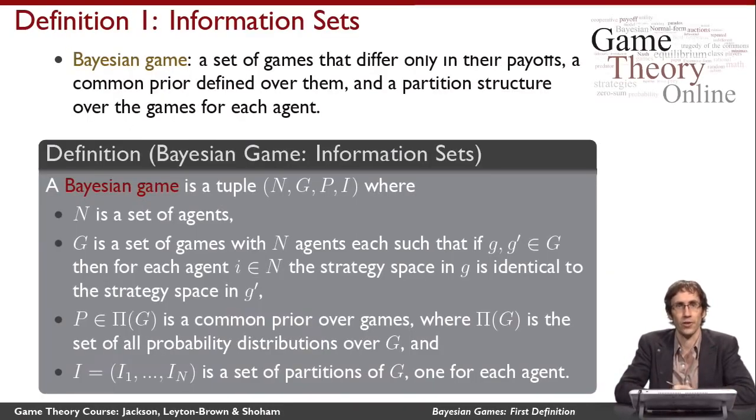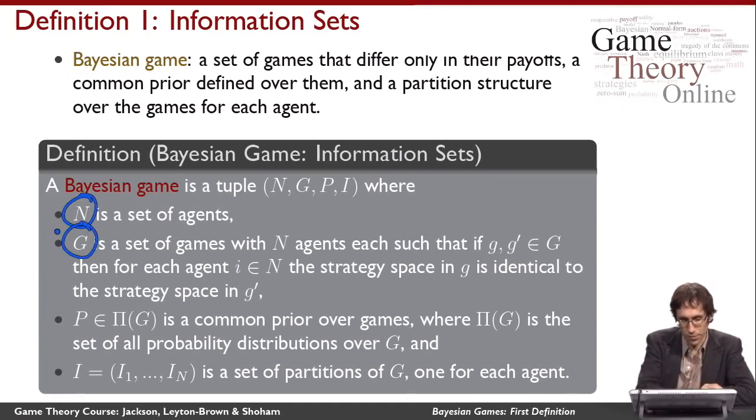So here's one definition of Bayesian games in terms of information sets. A Bayesian game is a set of games that differ only in their payoffs, also a common prior defined over these games, and a partition structure over the games for each agent. So in other words, a Bayesian game is defined by 4 elements. The first is a set of agents. The second is a set of games.